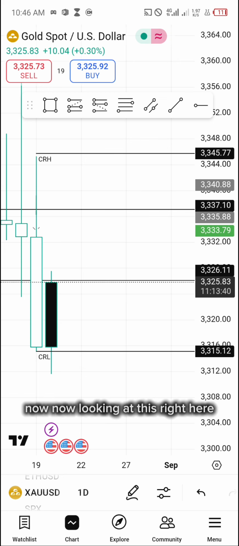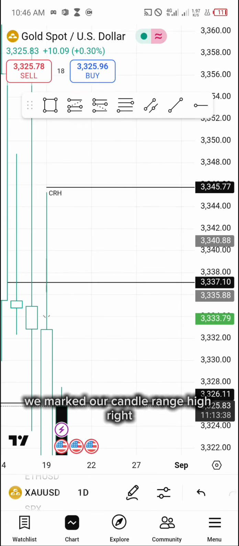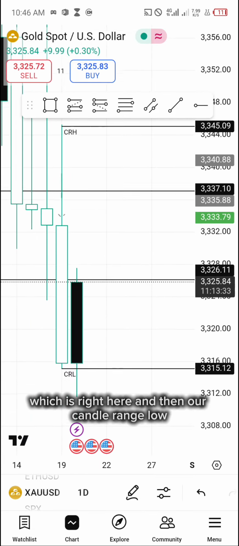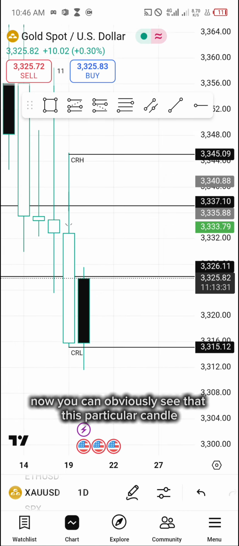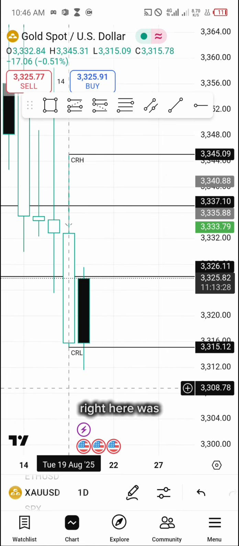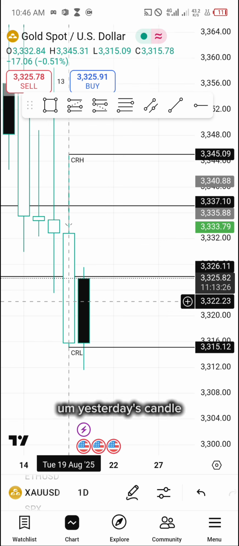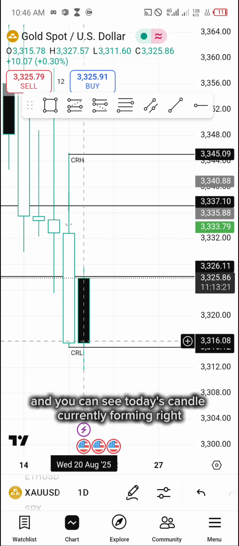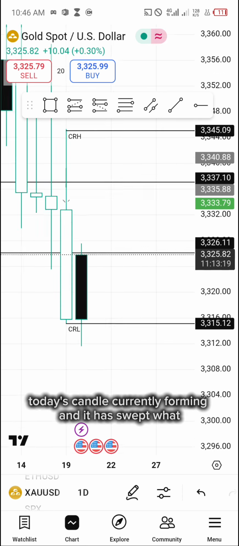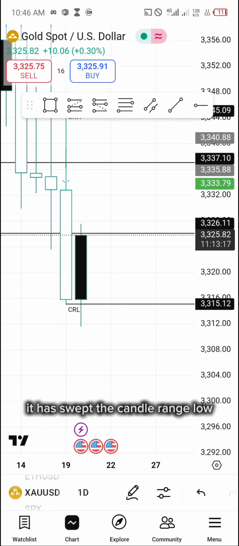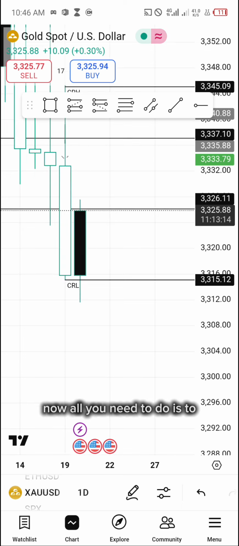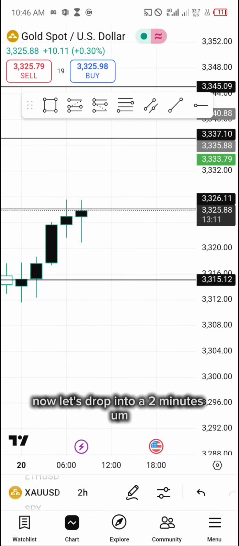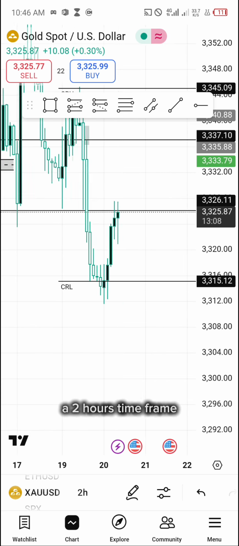Now looking at this right here, we marked our candle range high, which is right here, and then a candle range low. You can obviously see that this particular candle right here was yesterday's candle, and you can see today's candle currently forming, and it has swept the candle range low. Now all you need to do is to drop down into a lower time frame. Now let's drop into a 2 minutes time frame.